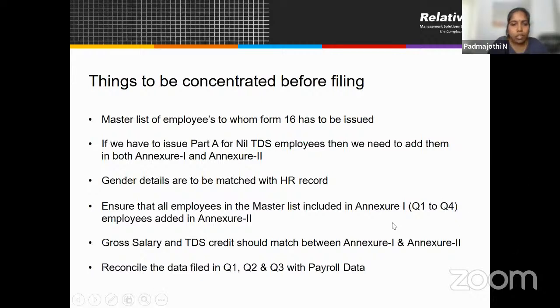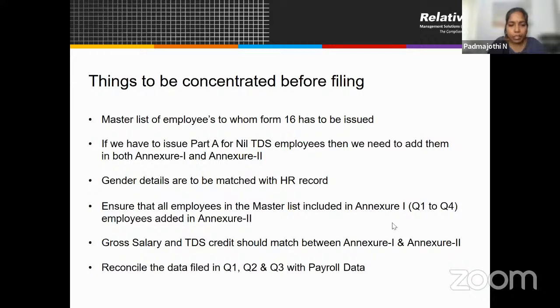And also ensure that the master list of employees has been included in annexure 1 and annexure 2 from Q1 to Q4. And the next item is the gross salary and TDS credit. Whatever I am mentioning in annexure 1 has to be matched with the annexure 2 details. For example, if the whole sum in annexure 1 is 17,50,000, then in annexure 2 the gross salary should be 17,50,000. It should not be different. Both have to match.